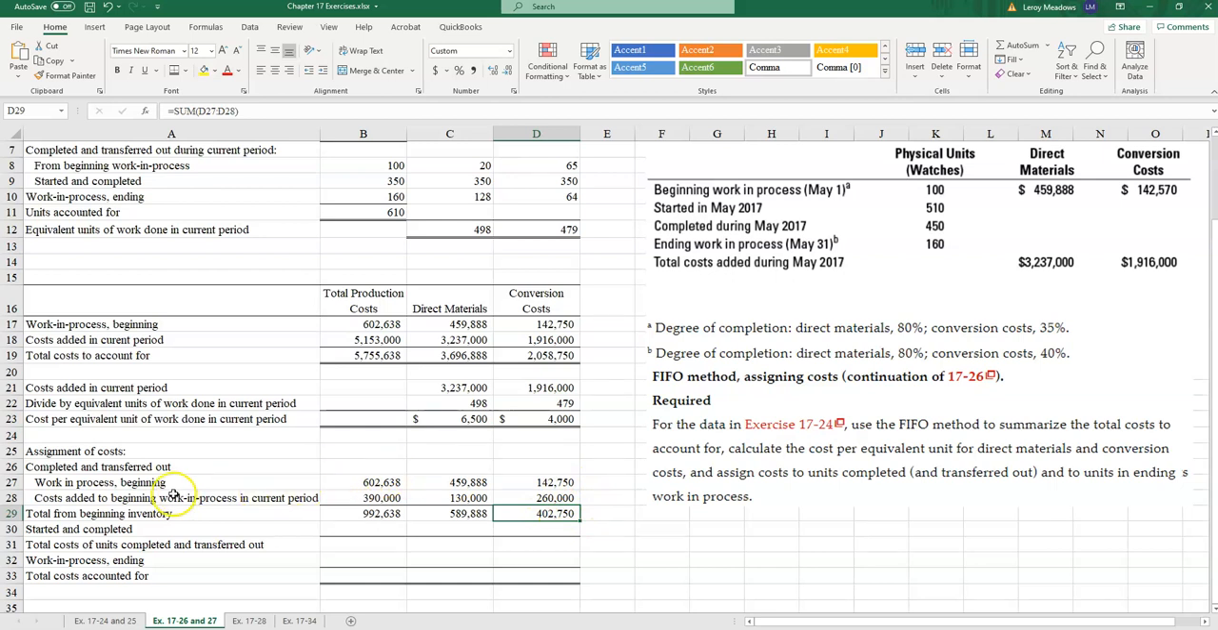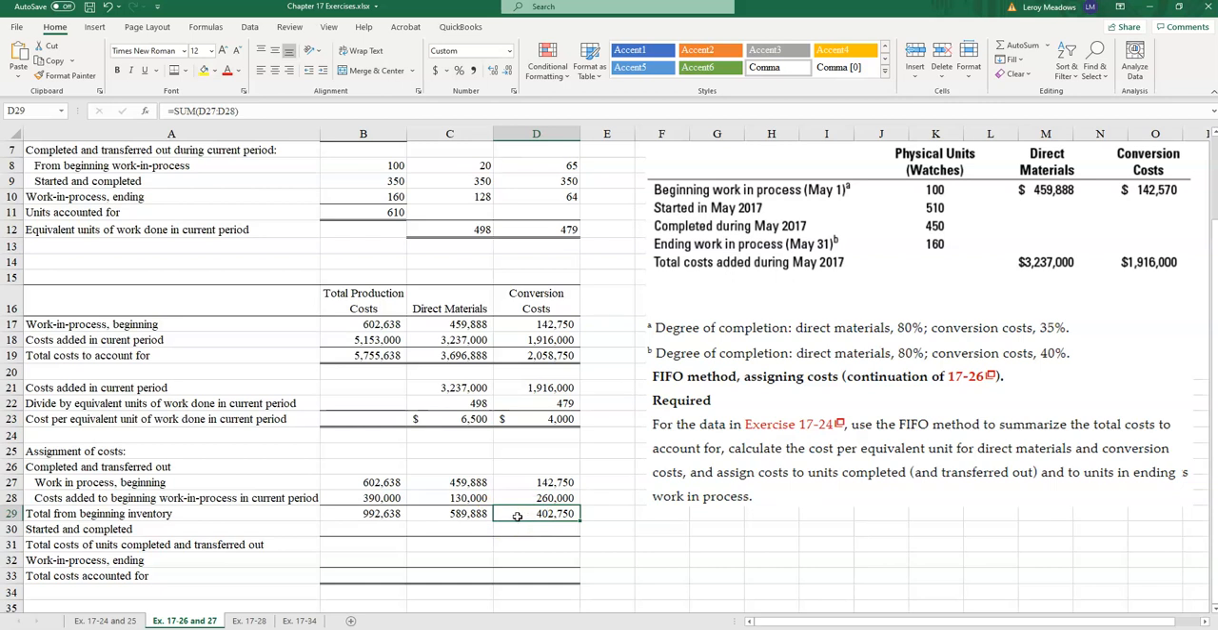These costs here, work in process beginning, that was cost carried over from last month, plus the costs right here in row 28 of costs that I added this period. So the total cost of beginning inventory that was now transferred out is $992,638. Of that, $589,888 is related to direct materials, and the remainder is related to conversion costs.